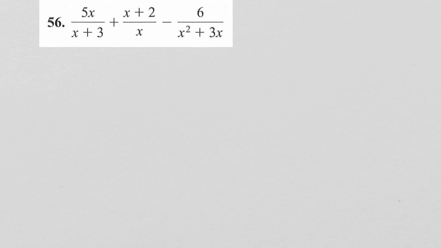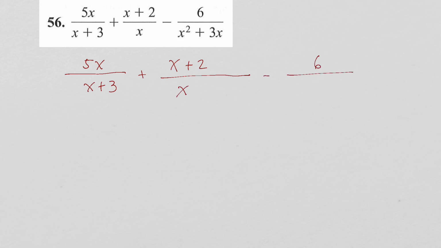Okay, this cannot be factored, that can't, but this can. So I'm going to write 5x over x plus 3 plus x plus 2 over x minus 6 over, and I'll factor that as this. Now, this is our LCD. So to make this look like this, I need to multiply by x. And if you do that in the denominator, you have to do that in the numerator as well. To make this look like this, we have to multiply by x plus 3. So we'll do that in the numerator as well.